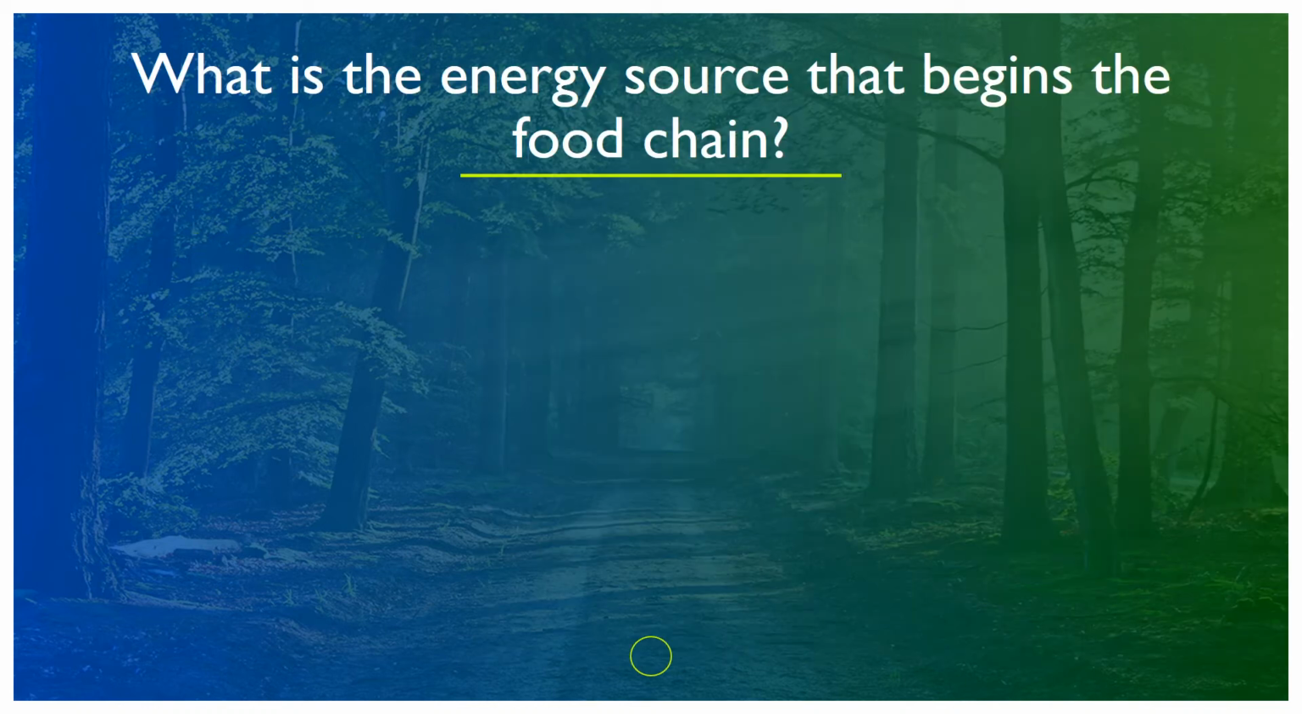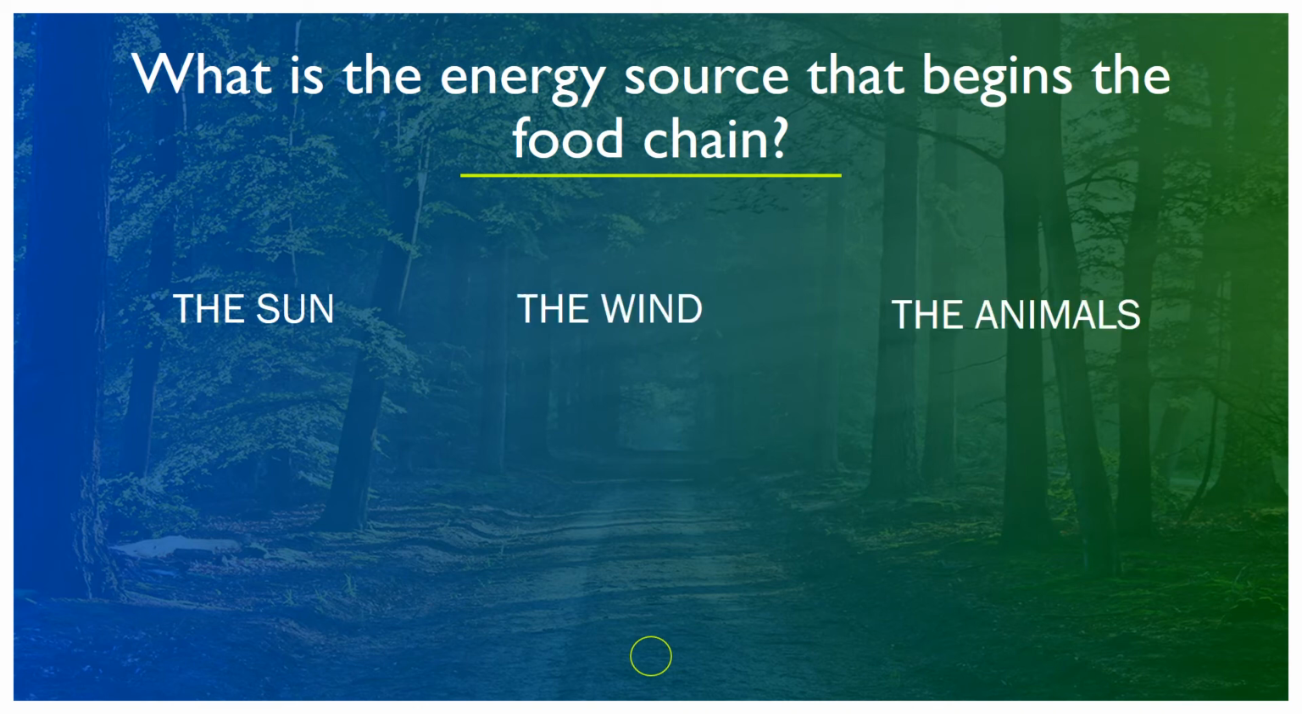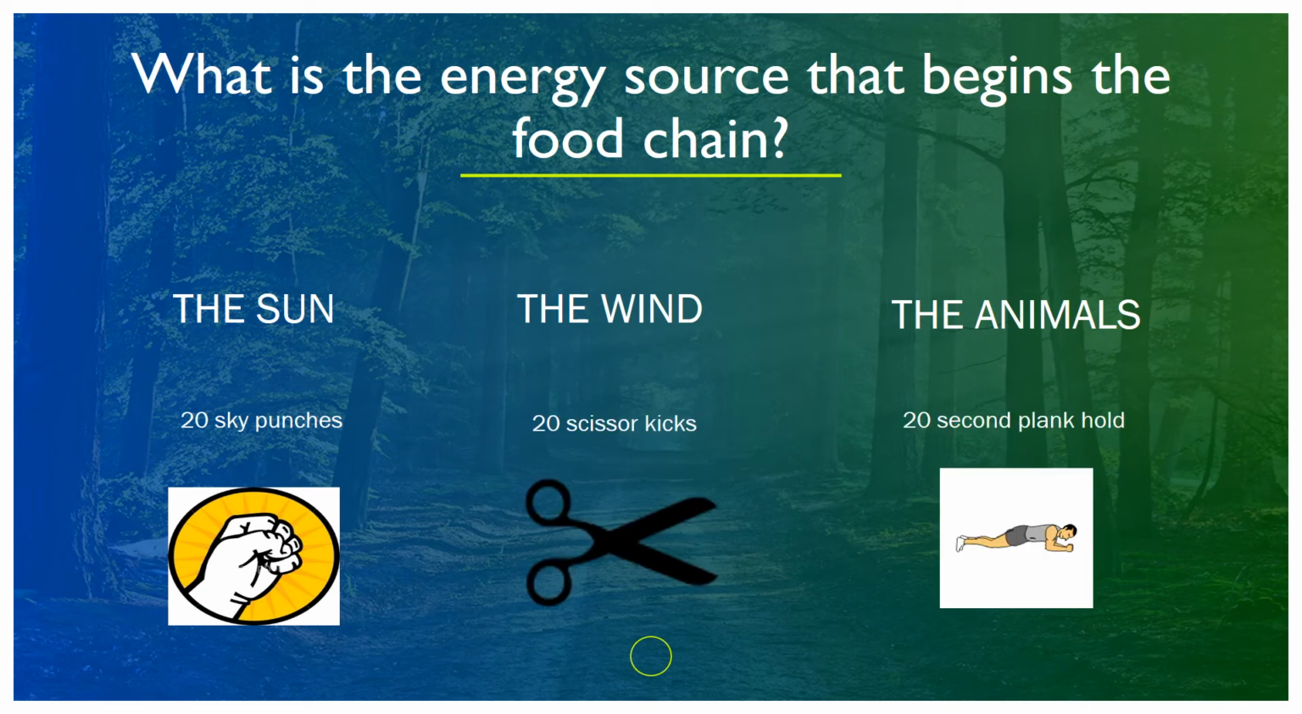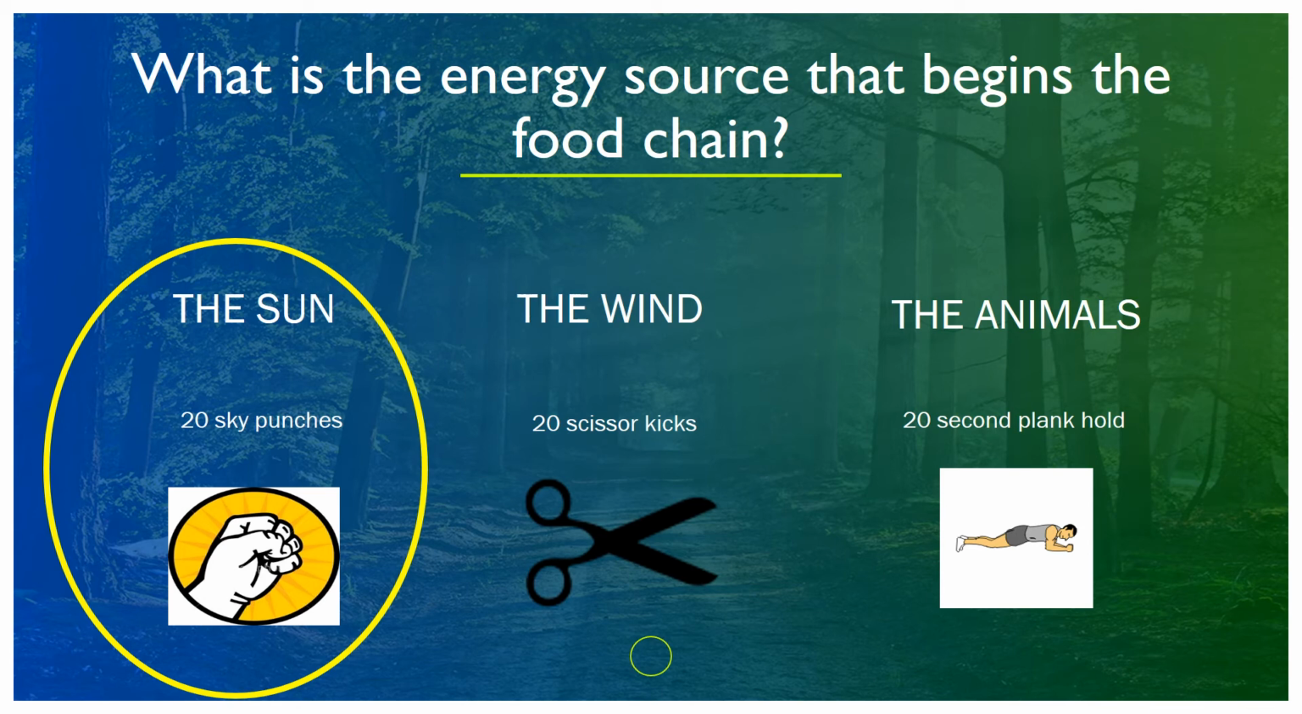What is the energy source that begins the food chain? Is it the sun, the wind, or the animals? If you think it's the sun, I want you to do 20 sky punches. If you think it's the wind, 20 scissor kicks. If you think it's the animals, a 20-second plank hold. I'm going to give you some time to do the exercise, and then I will show you the answer. You should have done 20 sky punches. The energy source that begins the food chain is the sun.